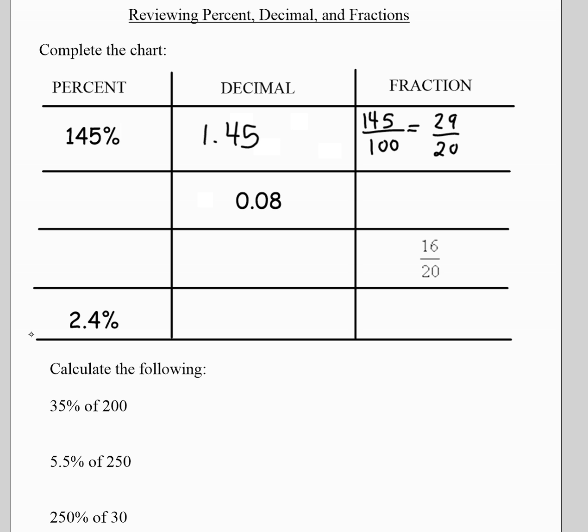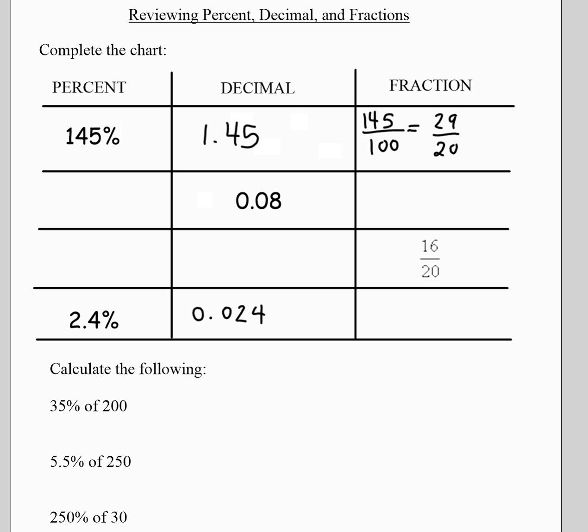Along the same lines, we're actually going to go straight to the bottom row here. So again, 2.4%, even though that has a decimal in it, because of the percent sign, it's considered to be a percent. So to turn it into a decimal, we move the decimal place 2 places to the left, or we divide it by 100. So we're going to get decimal 0.024.